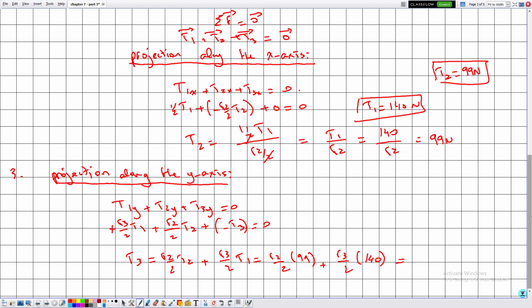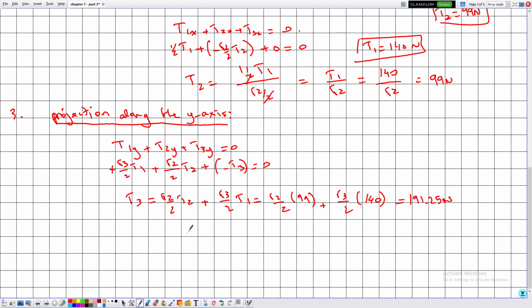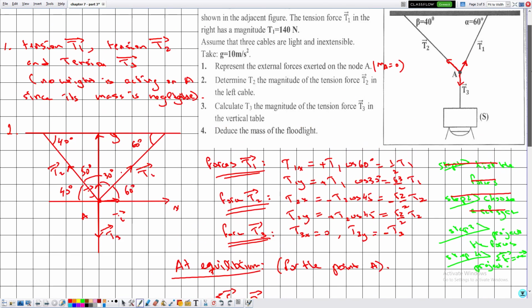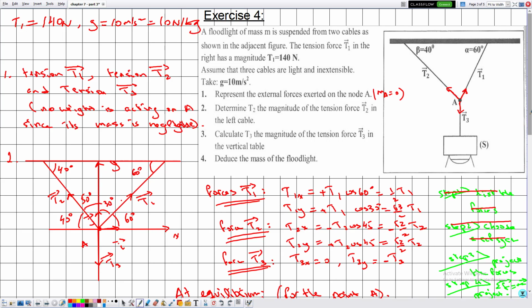Now plugging this on the calculator, so this is equal to 191.25 newtons. Then the magnitude T3 is equal to 191.25 newtons. So this is it for number 3. Now in part 4 they are telling me deduce the mass of the floodlight.